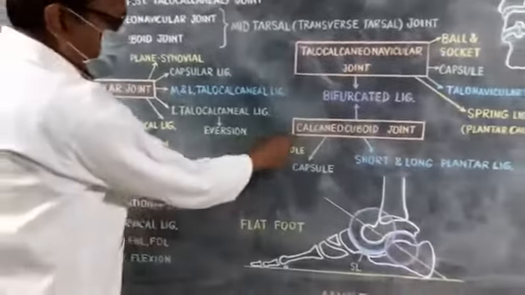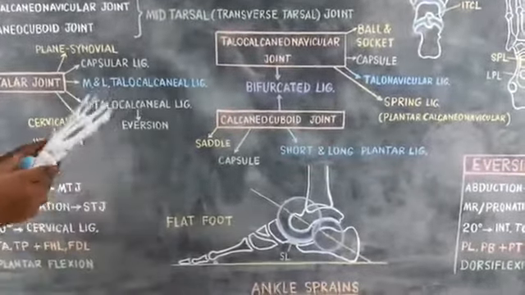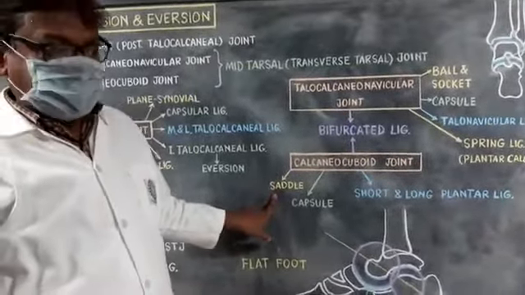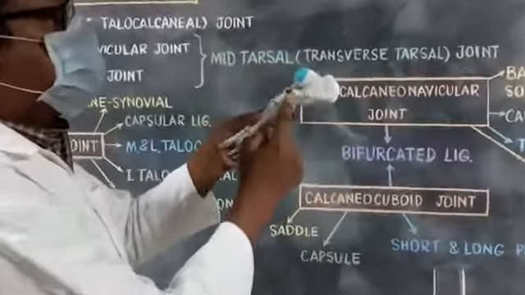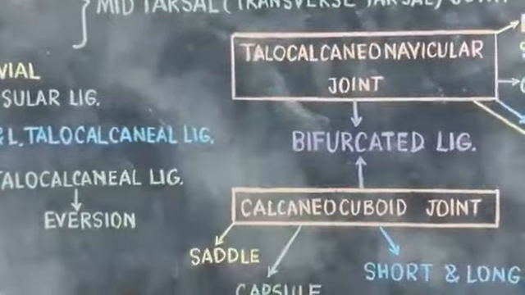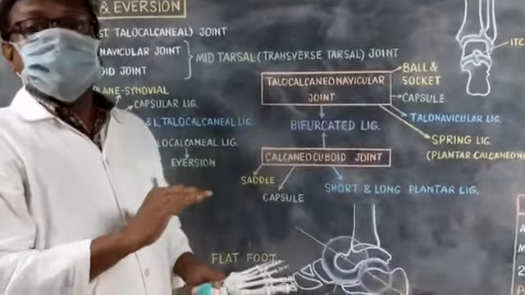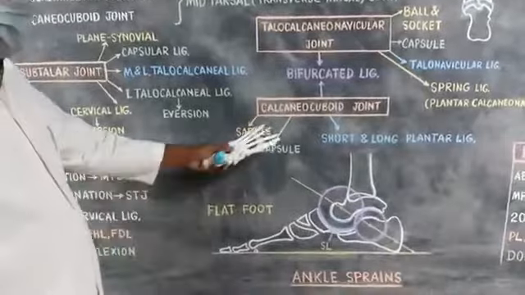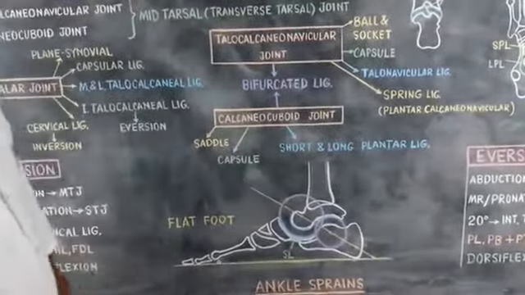Next joint is the calcaneocuboid joint. This joint is an example of saddle variety of synovial joint. It is formed between the posterior surface of the cuboid and anterior surface of the calcaneus. The articular surfaces are concavo-convex and reciprocally curved. Ligaments of this joint include capsular ligaments, short and long plantar ligaments.